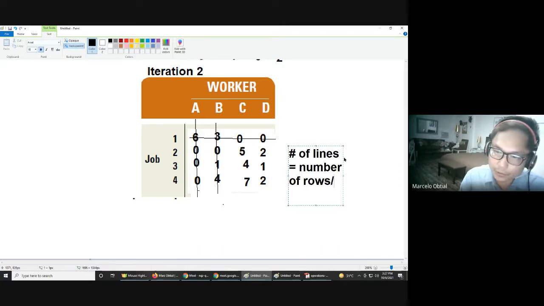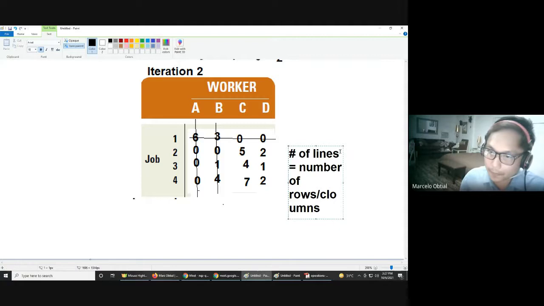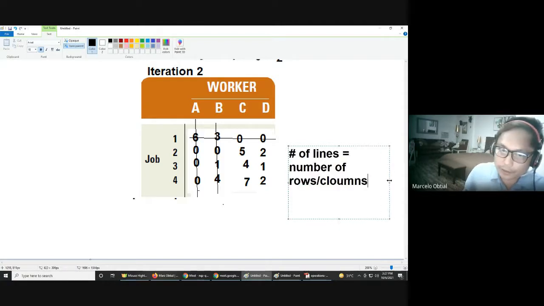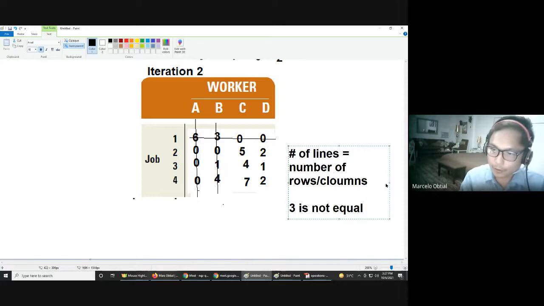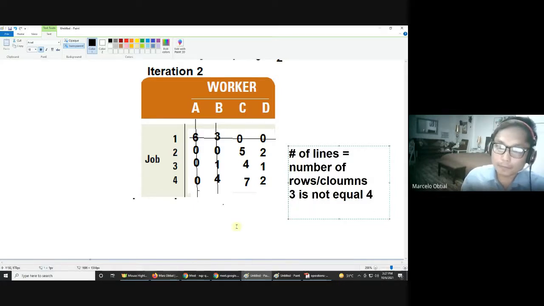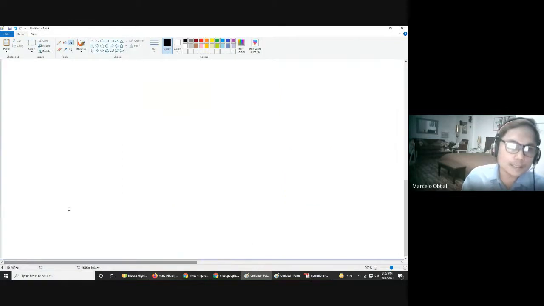Rows, i-slash ko, columns. No? Not divider or columns. How many rows or columns? There are 4. How many lines? There are 3. So therefore, 3 is not equal, or use the symbol na may ganyan slash, no? Not equal to 4. Okay? So, we will not stop, no? We will follow the next algorithm.